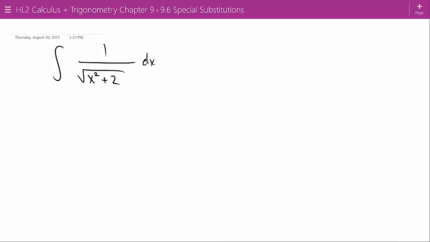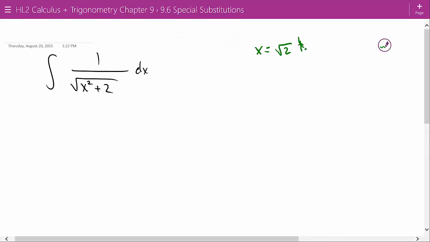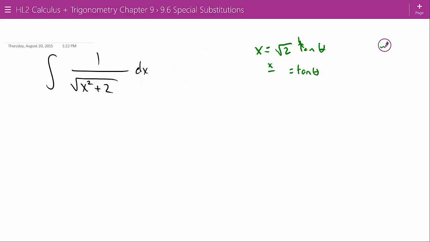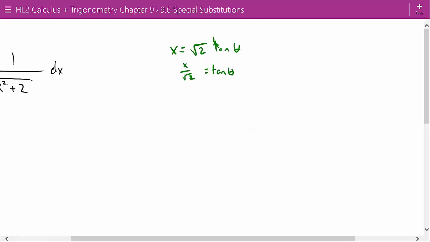1 over square root x squared plus 2, the integral of that with respect to x. So, x squared plus a squared, we use the substitution x equals a tangent theta. So a here would be square root 2. So tangent theta is x over square root 2. Let's see, we need dx. What's the derivative of tangent? Well, it's secant squared.